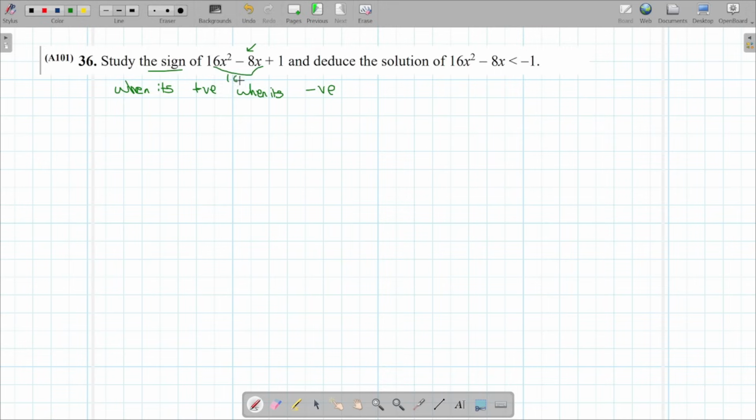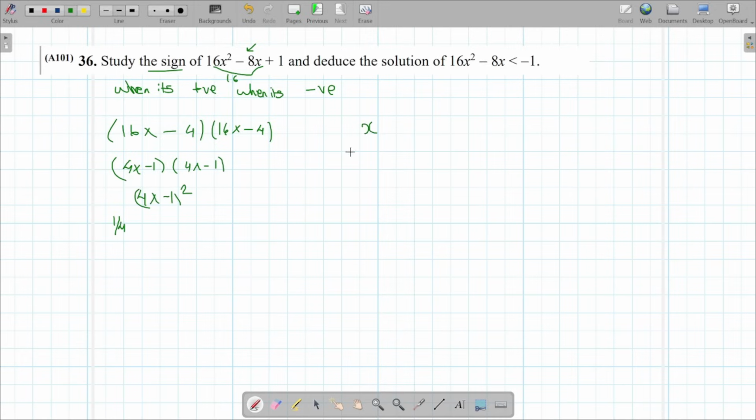16 times 1 is 16, which numbers multiply to get 16 but add up to get 8, obviously 4 and 4. So 16x and 4, and then 16x and 4. Obviously, it's a square, so no need. Plus, so that means minus, minus. Divide by 4, you get 4x minus 1, 4x minus 1. So it's a repeated root. You could just say 4x minus 1 squared. And our root is 1 over 4, right?